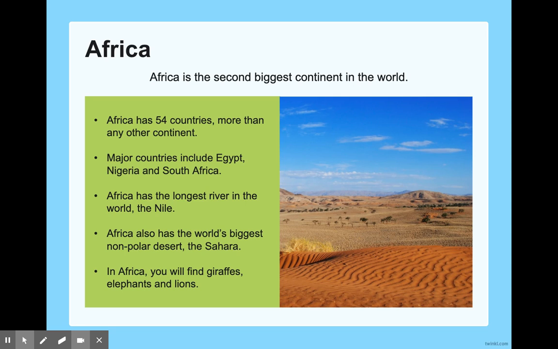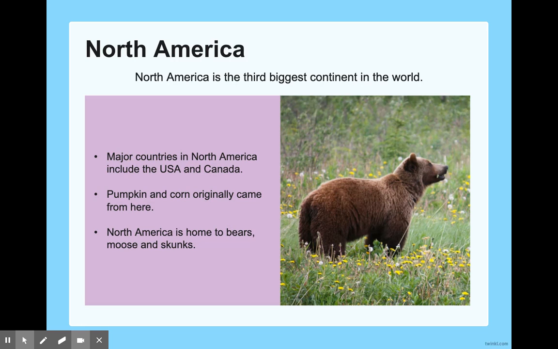And in Africa, you will find giraffes, elephants, and lions. So I'm sure you have seen a lot of things about Africa as well.